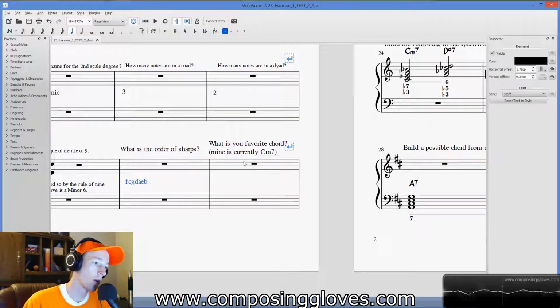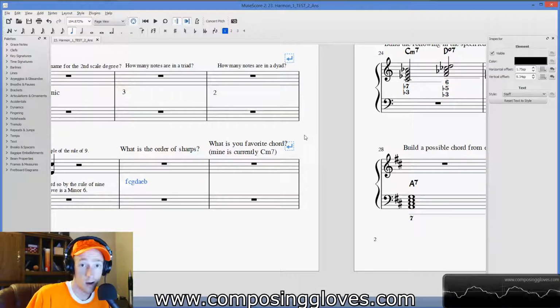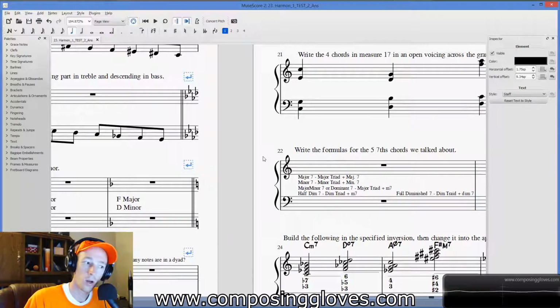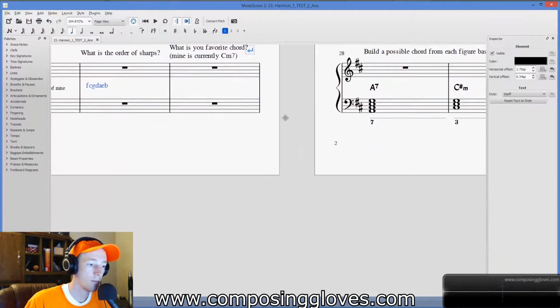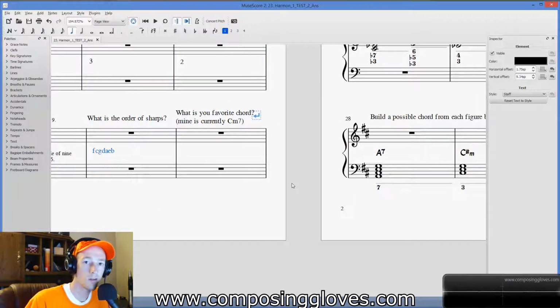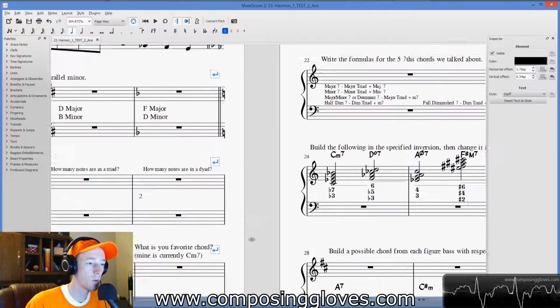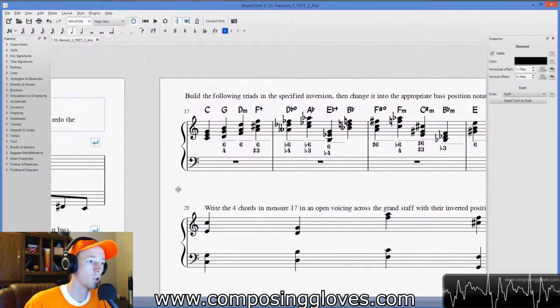What is your favorite chord? I answered that one. This is just what you put, comment down below. Why is that your favorite chord? For me, this one just sounds, I call it crunchy, but like a smooth crunch. And I like that. So it's one of those judgment answers.